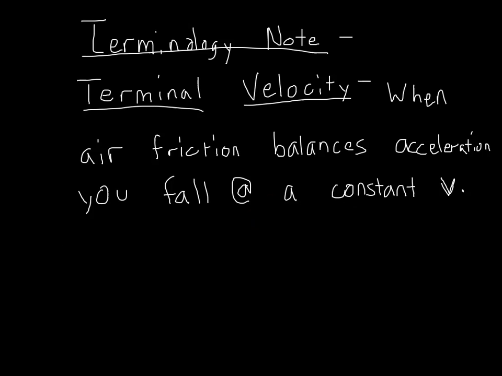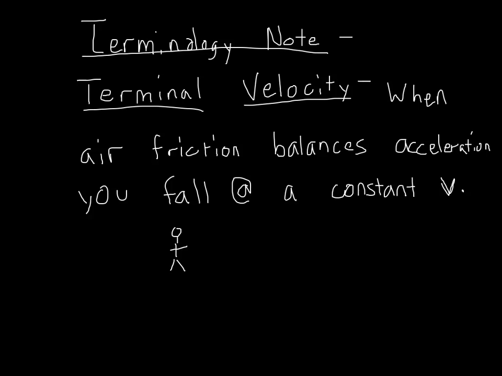The final point I'd like to make regarding this chapter is a quick terminology note about a concept called terminal velocity that your book introduces at this point. This is when air friction balances acceleration and you fall at a constant velocity. So where does this happen? What's a good example of this? Let's say I'm a skydiver. So here's my little skydiver.